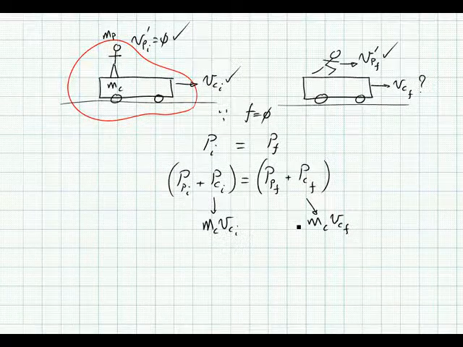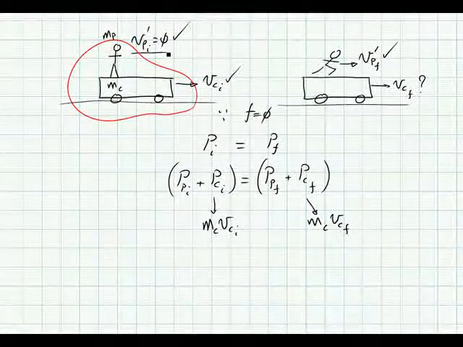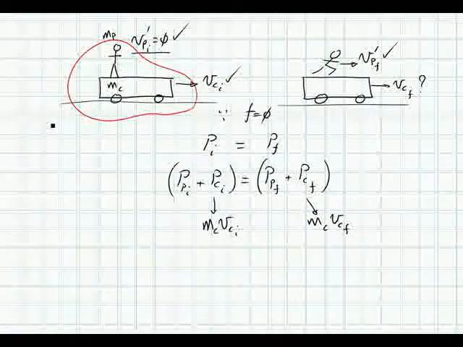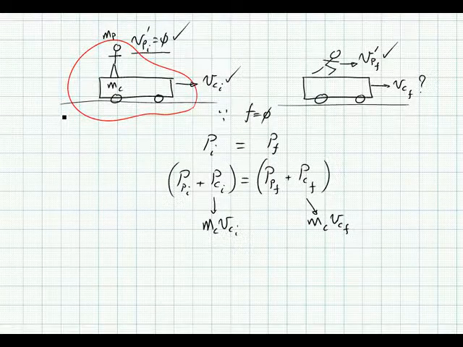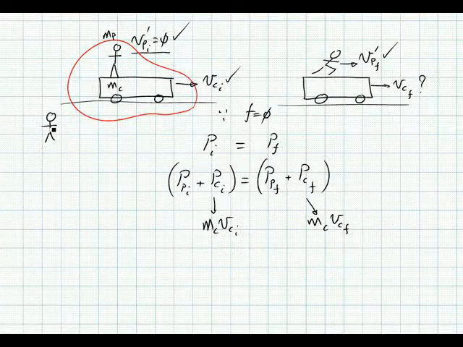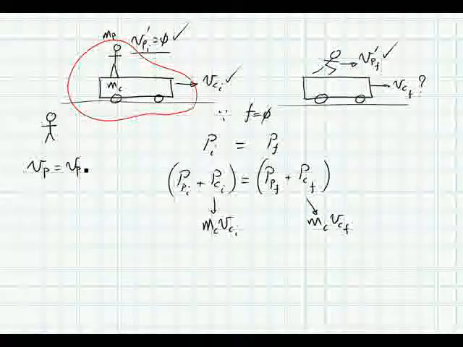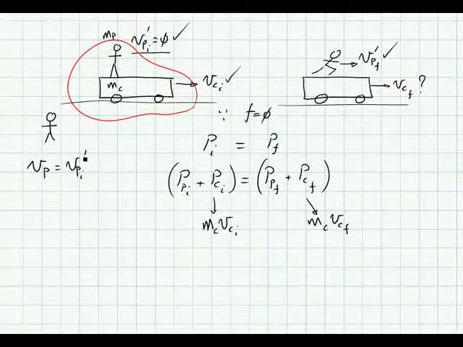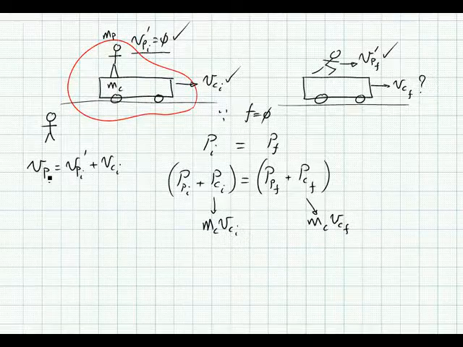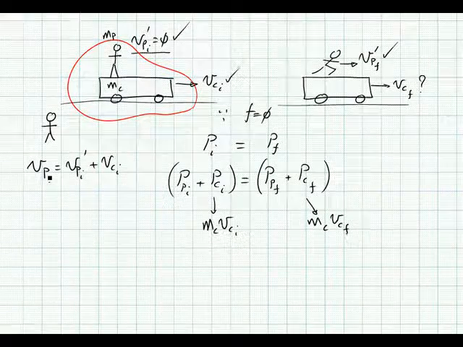But you have to be a little bit careful with the momentum of the person, because the velocity for the person is given with respect to the cart. So it's from a reference frame which is at rest. If you bring your reference frame out here, then velocity of the person is equal to the relative velocity that the person has with respect to the cart, of course, plus velocity of the cart. So velocity of the person initial is the relative velocity that the person has plus VCI.